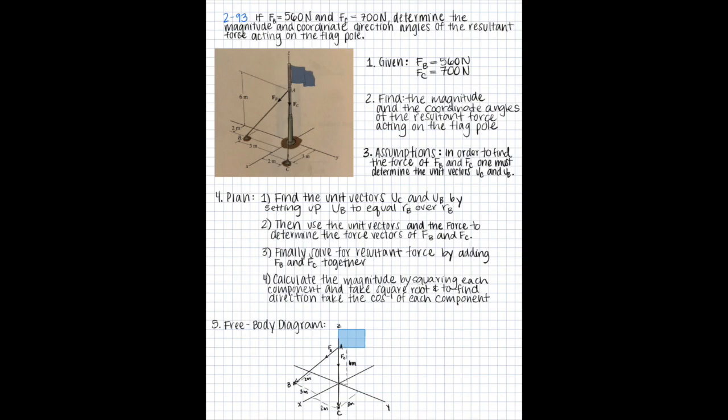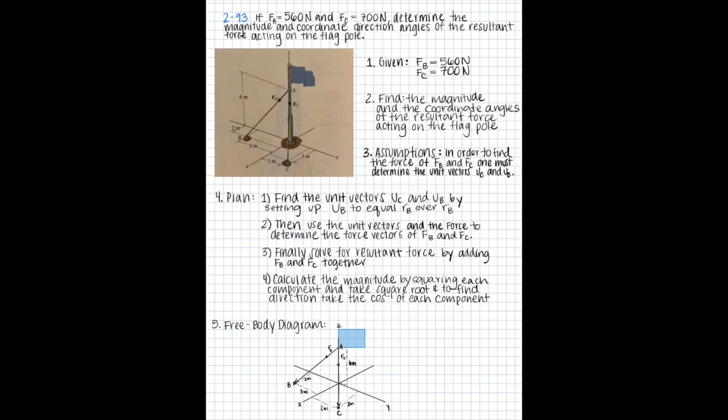Today I will be explaining Chapter 2, Problem 93 from the textbook. So the question states, if force B equals 560 newtons and force C equals 700 newtons, determine the magnitude and the coordinate direction angles of the resultant force acting on the flagpole. So our first step is to identify the givens, which would be the force of B equals 560 newtons and force C equals 700 newtons.